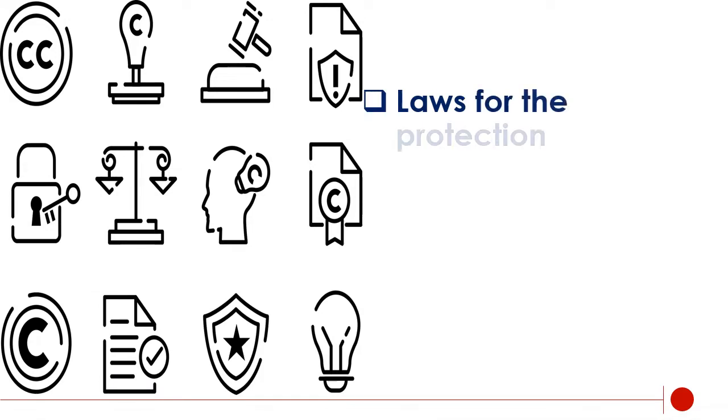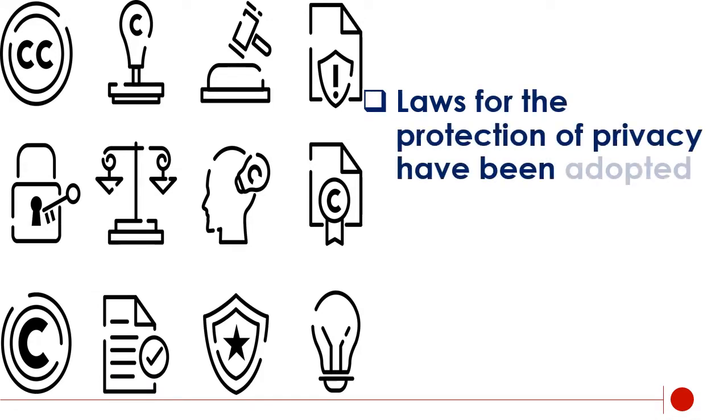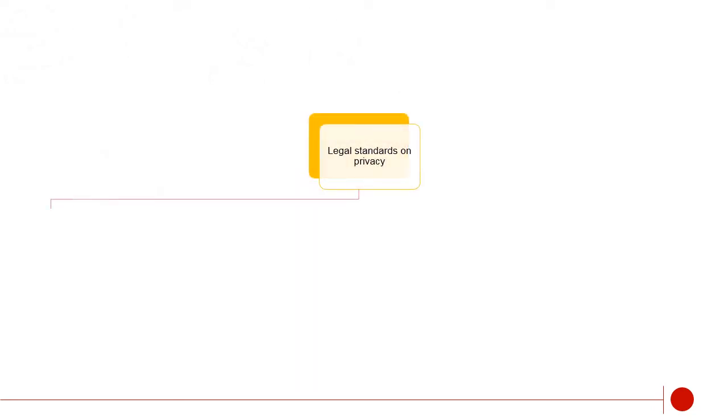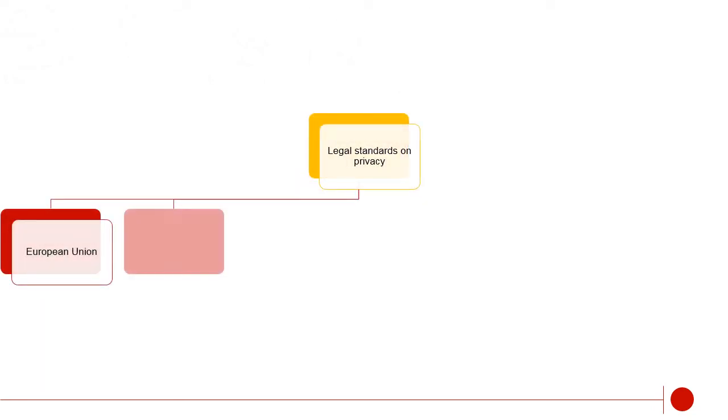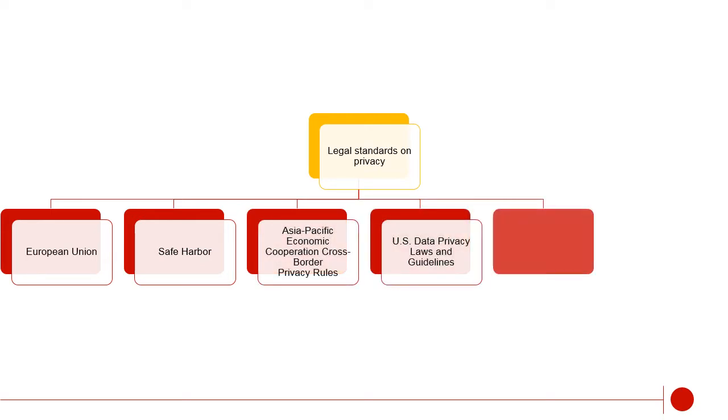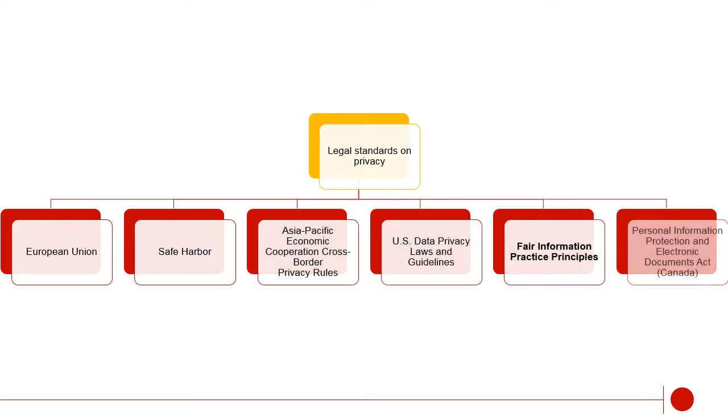Laws for the protection of privacy have been adopted worldwide. International legal standards on privacy are European Union, Safe Harbor, Asia-Pacific Economic Cooperation cross-border privacy rules, U.S. data privacy laws and guidelines, the Privacy Act of 1974, U.S., Fair Information Practice Principles, Personal Information Protection and Electronic Documents Act, Canada.